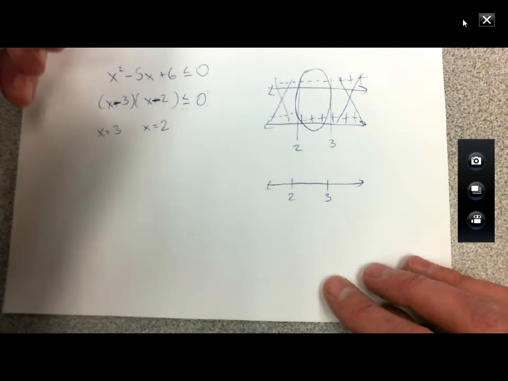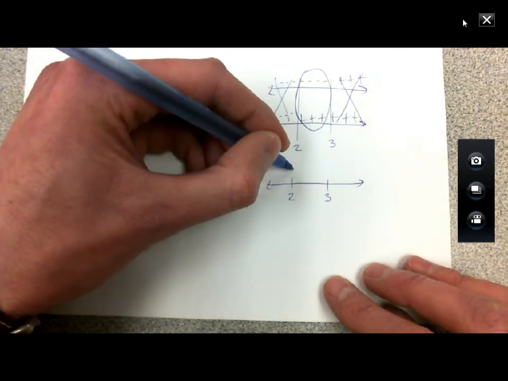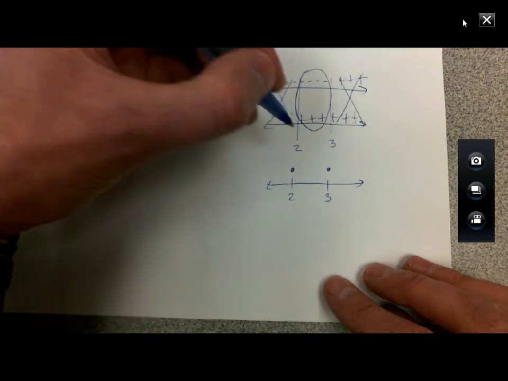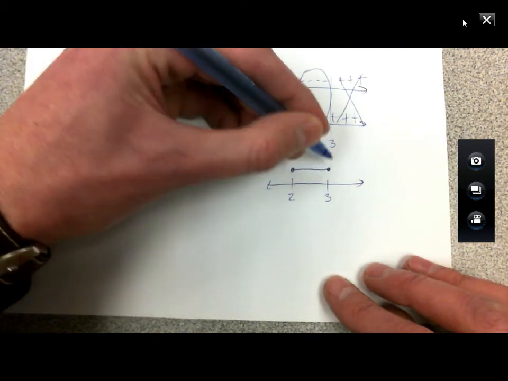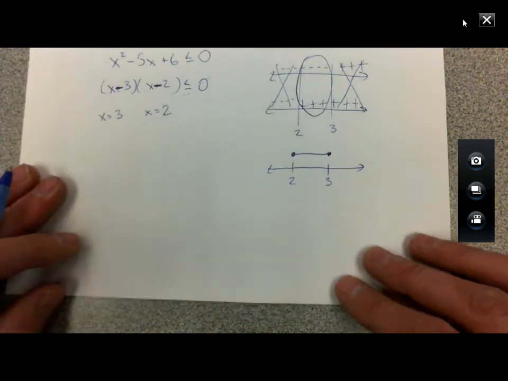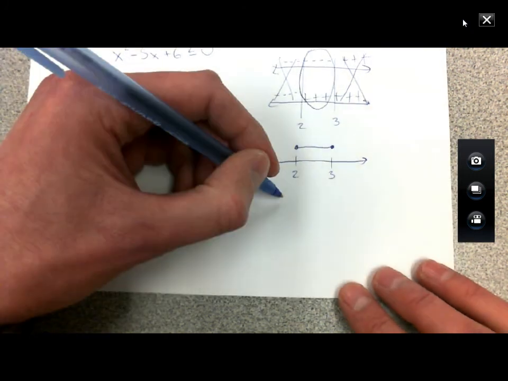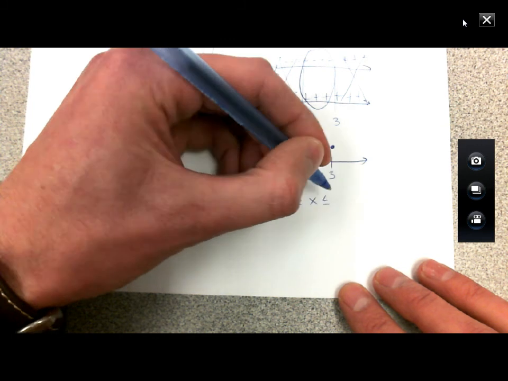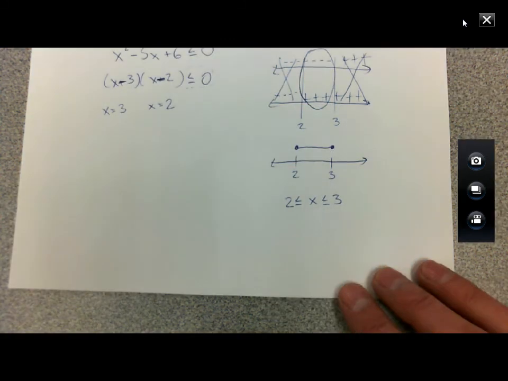Now it could be equal to 0, so I can pick exactly 2 or exactly 3. So I'm going to put closed in circles. I'll say anything in between. Now there's two ways you can write this as a solution set. You could say that 2 is less than or equal to x is less than or equal to 3. You could write a compound inequality like that.